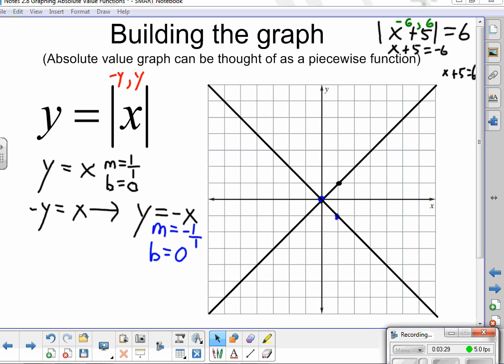Now, looking at this right now, it's not the best representation of what this actually is, because if you plug in an x value of 1, which is right here, what's the absolute value of 1? The absolute value of 1 is a 1. So when you plug in a 1, you get out a 1. And that's what you get when you plug it into that equation. So 1, 1, that's your actual point.